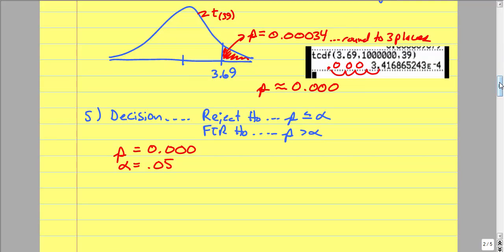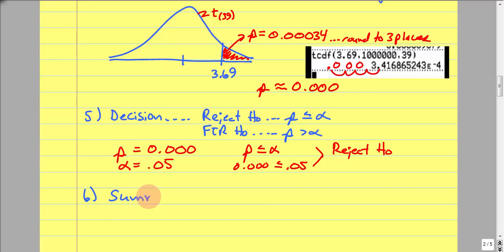So clearly we have p less than or equal to alpha, because 0.000 is less than or equal to 0.05. So our decision here is going to be to reject H0. Okay, 6. We're going to summarize or draw a conclusion.